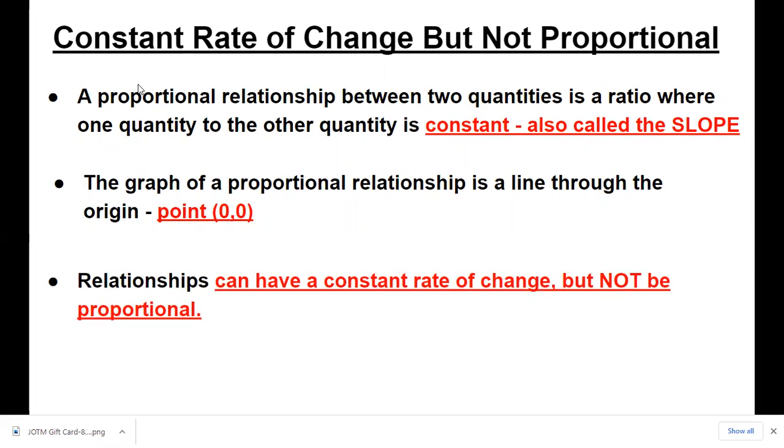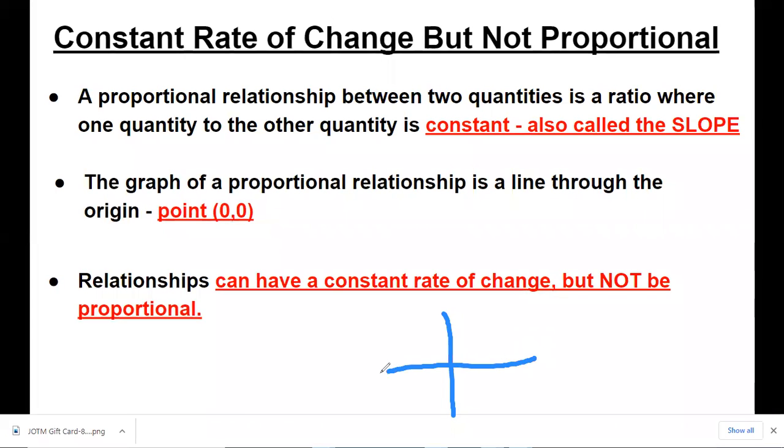Relationships can have a constant rate of change, but not be proportional. So they can have the same slope. Now, how would that look? If I had a graph like this, and my line went like this, notice how it's not going through this point right here, 0, 0. It still has a constant slope. If my line was straight, I would have a constant slope, but I would not have a proportional relationship.